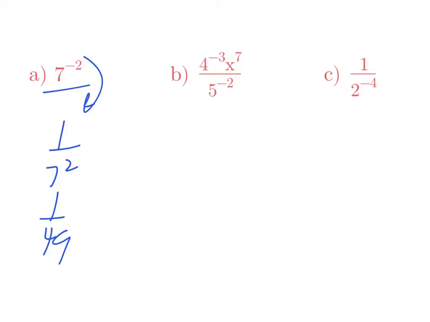Okay? Now, be careful on B. The only things that need to move are the ones with the negative powers. This one goes up, this one goes down. The x to the 7th is fine. Leave it alone. Okay, it doesn't have a negative power. It doesn't need to move.